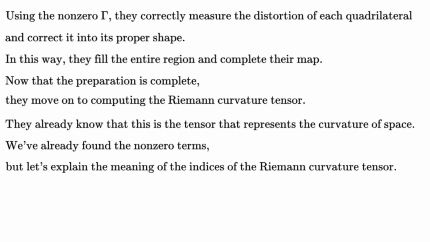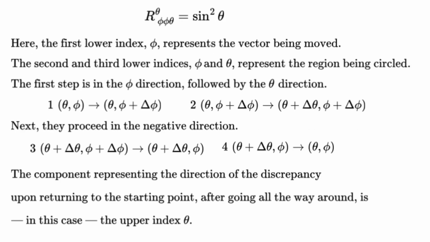We've already found the non-zero terms, but let's explain the meaning of the indices of the Riemann curvature tensor. R phi theta phi theta equals sine squared theta. Here, the first lower index, phi, represents the vector being moved. The second and third lower indices, phi and theta, represent the region being circled. The first step is in the phi direction, followed by the theta direction.